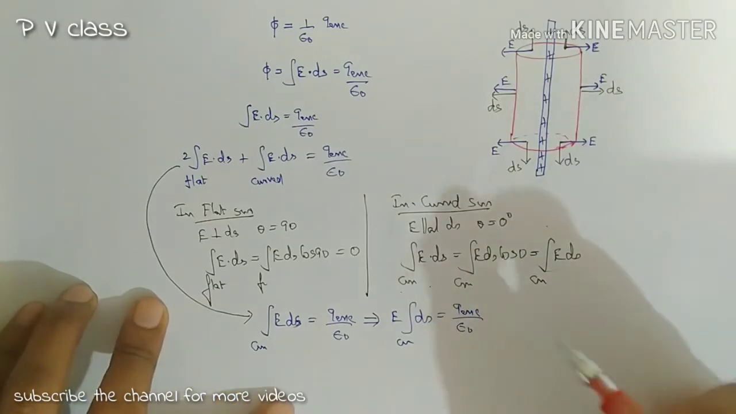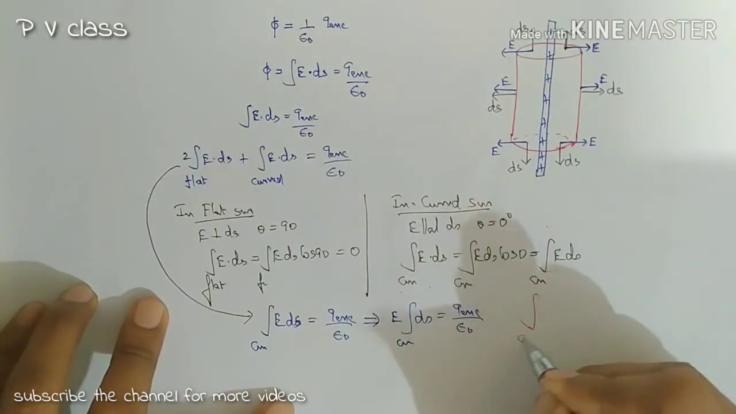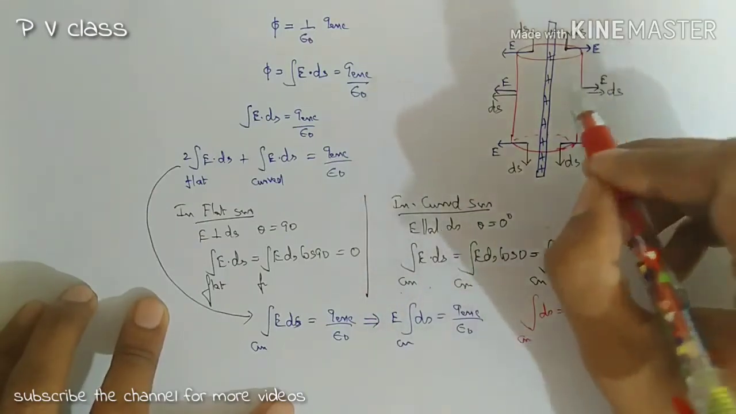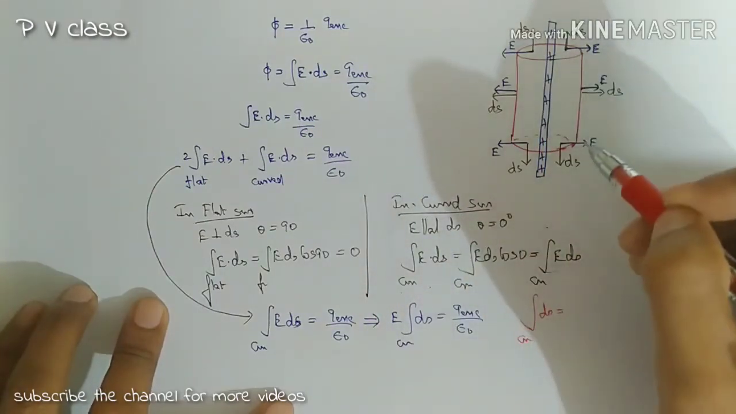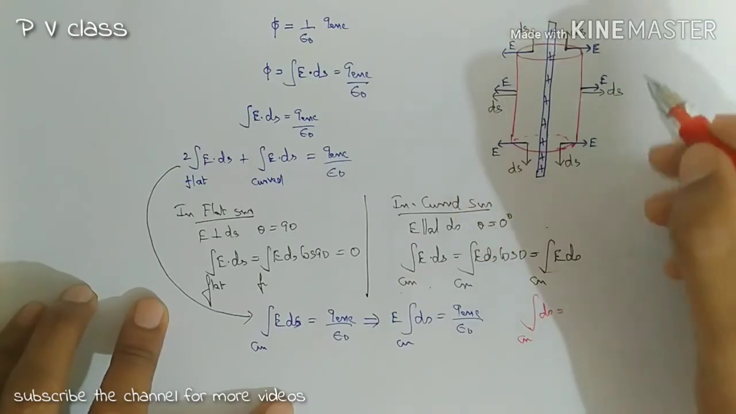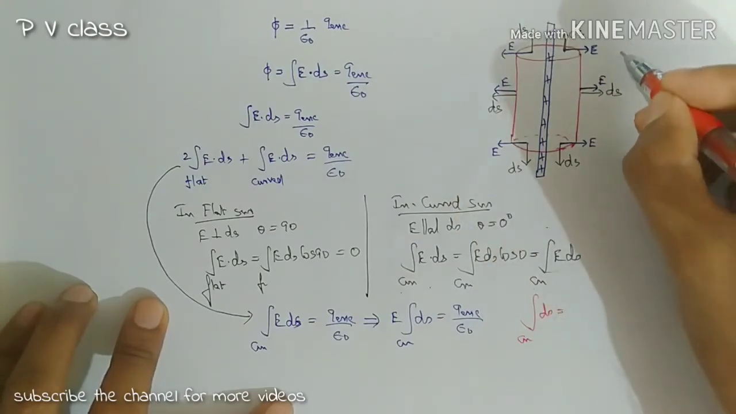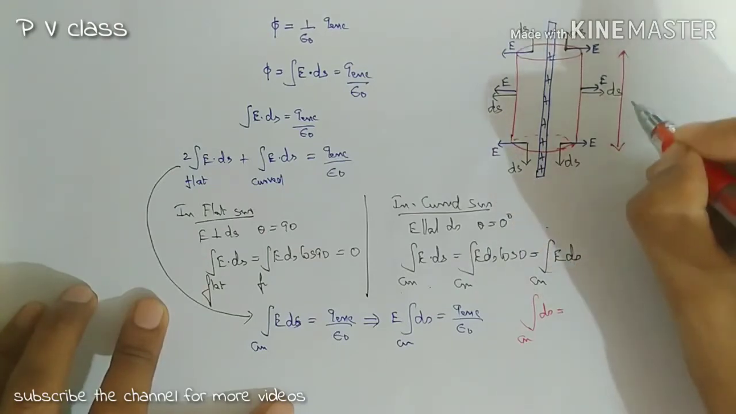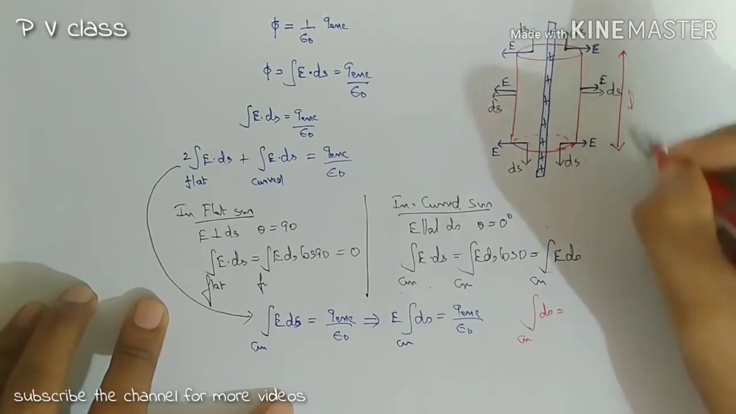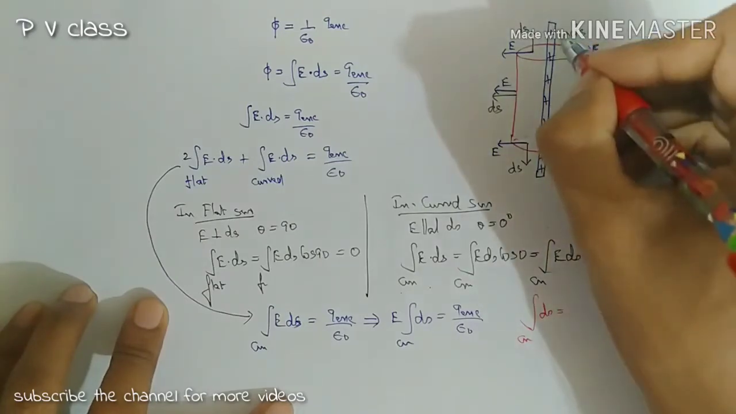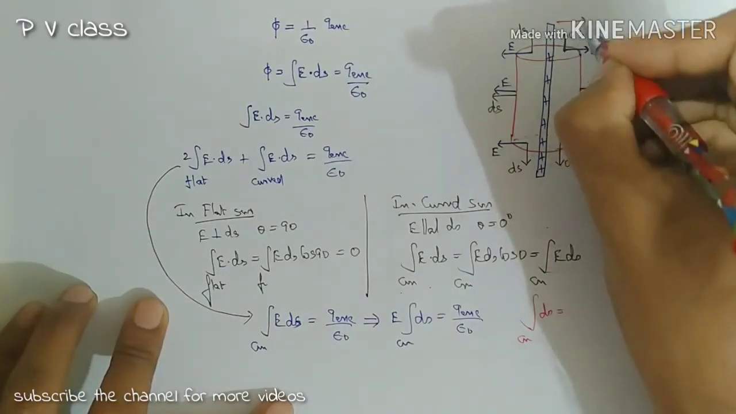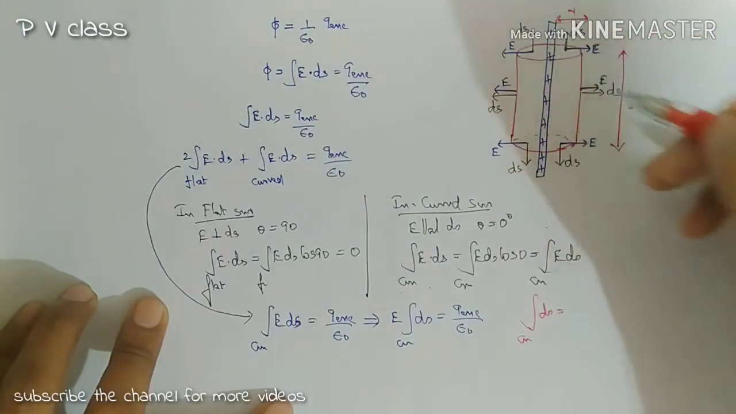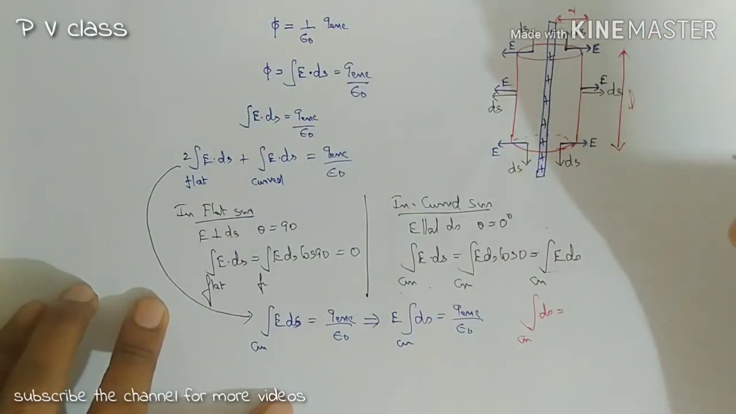Then what is integral curved ds? That is the curved surface area of this particular cylinder. For finding the curved surface area of this cylinder, let's consider the length of this cylinder as L, and the radius of this cylinder we are taking as r. r is the radius of the cylinder and L is the length of the cylinder.